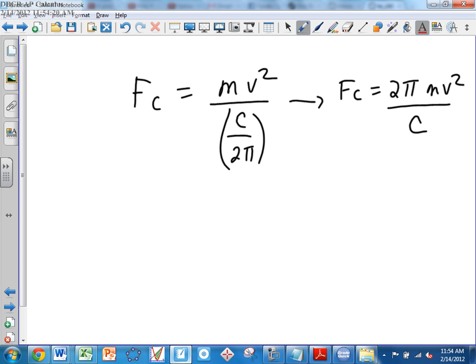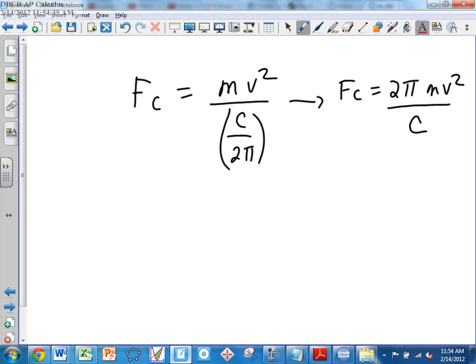Again, it looks crazy, but you know what? This is just r here. And instead of r, I'm putting c over 2 pi, which is what r is solved as. Once I know that, the 2 pi is in a denominator. The denominator of a denominator bumps up to the numerator. It's always the way it works. So it goes up there.